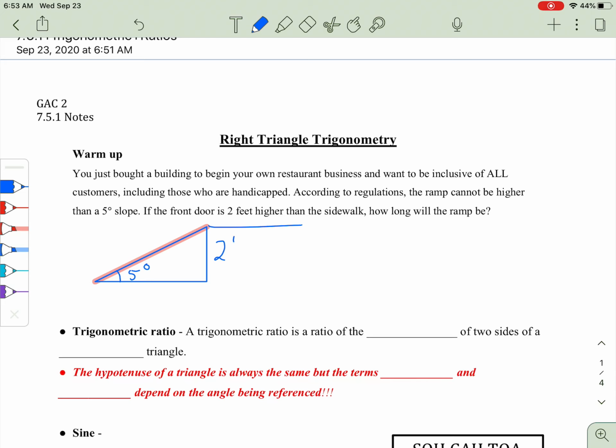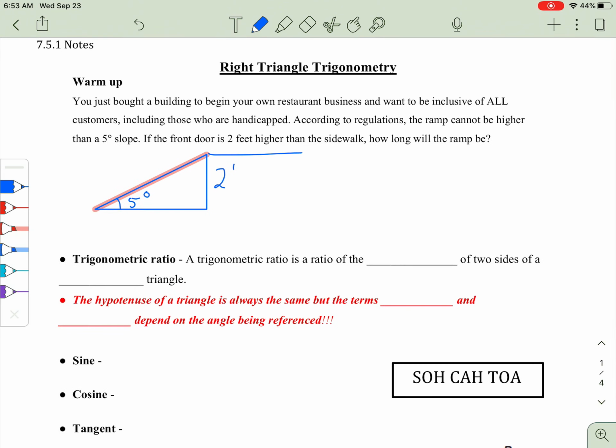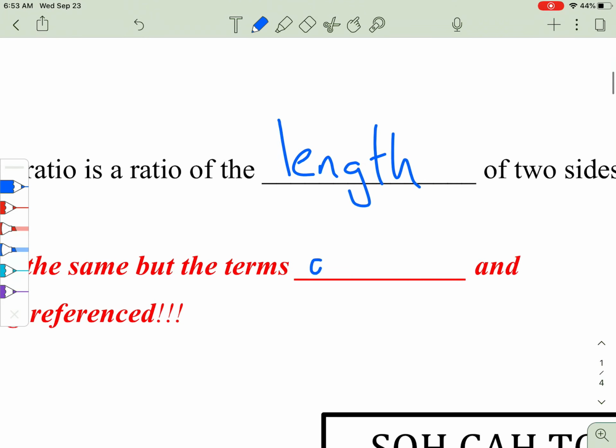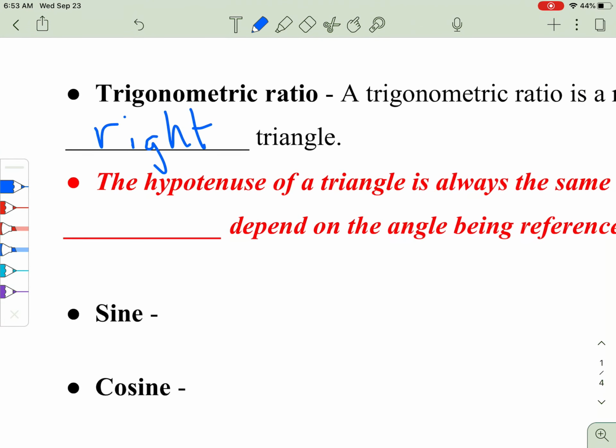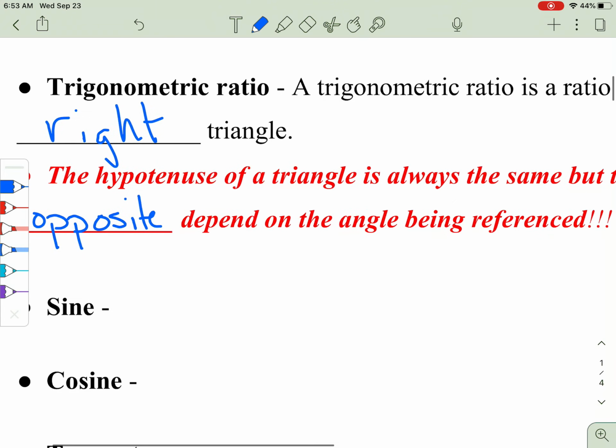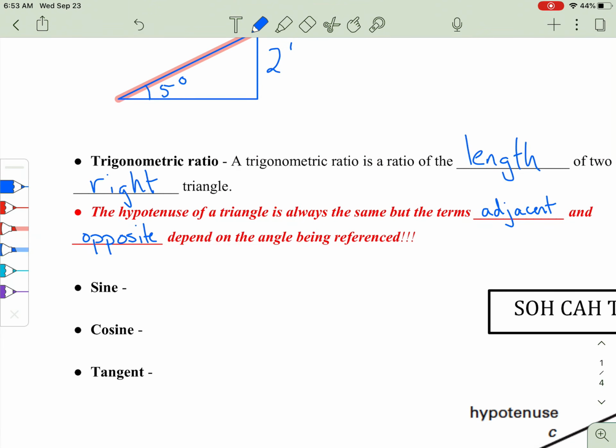Alright, so trigonometric ratio. What are trig ratios? A trig ratio is a ratio of the length of two sides of a right triangle. The hypotenuse of a triangle is always the same, but the terms adjacent and opposite depend on the angle being referenced. So why is that important?